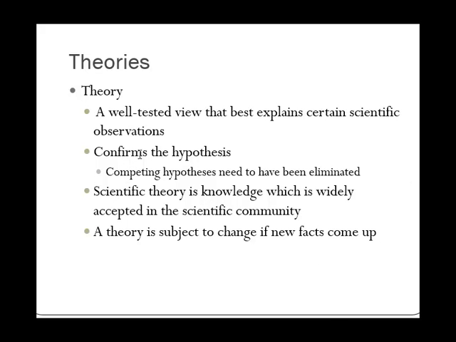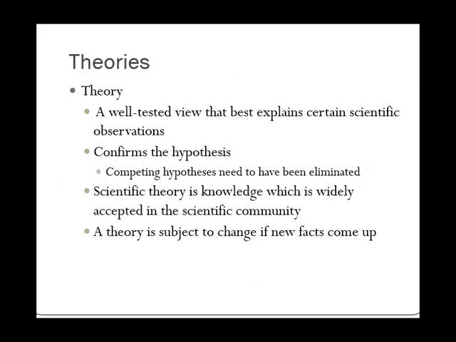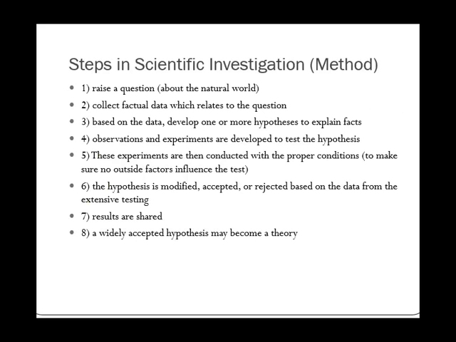And if you confirm one hypothesis, competing hypotheses need to be eliminated. So if your experiment confirmed the idea that Advil is the best, then it eliminated the hypothesis that Tylenol was the best. And a scientific theory is knowledge which is widely accepted by the scientific community. If you think you have a theory, what you usually do is write an article about it, submit it to a journal, and have other scientists look over your methods, and hopefully, if they approve them, the general community will accept your conclusions. And of course, a theory is subject to change if new facts come up.